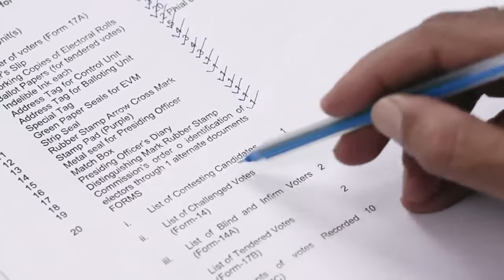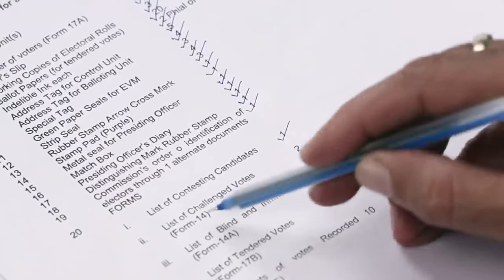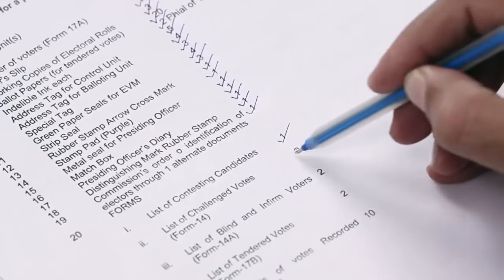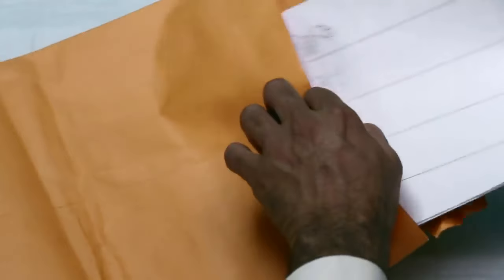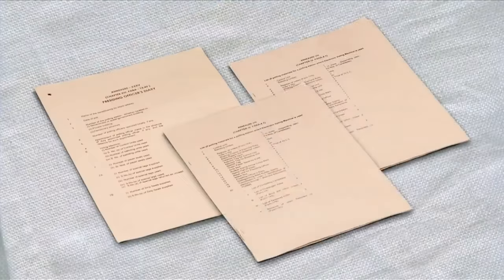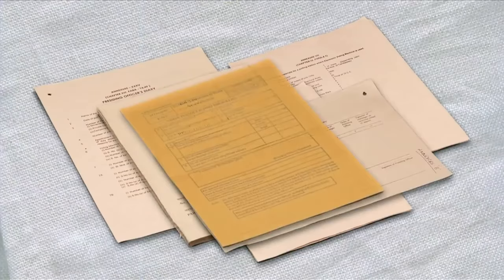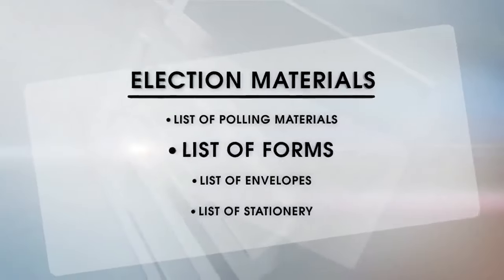Ravi is right now checking if he has all the requisite statutory and non-statutory forms required. These forms are extremely important for a smooth and streamlined polling process. List of forms.